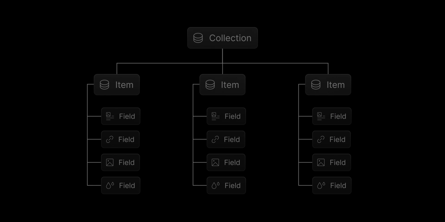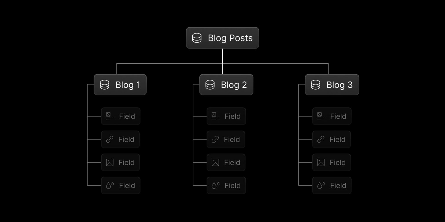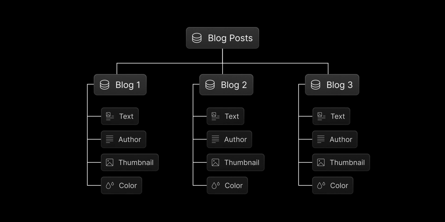Let's take a look at an example. Here's a collection for blog posts. The collection items are each of the individual blog posts, and the collection fields represent the content for each blog post, such as the blog text, author, thumbnail, and so on. So that's the structure. Next, let's talk about how to use your CMS content on your site.